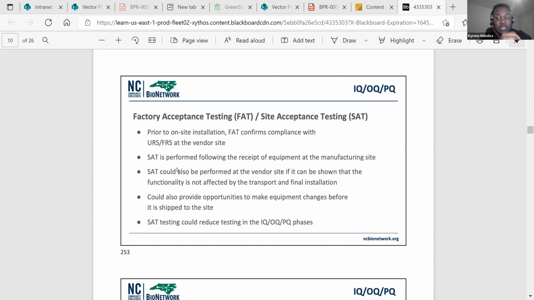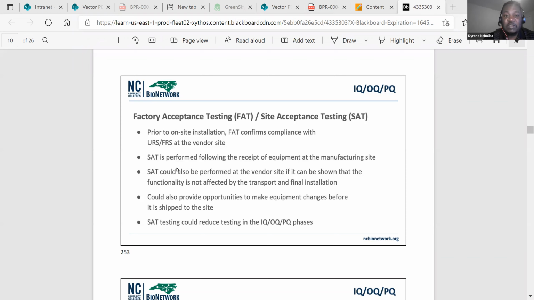Before it's sent from their factory to the site, the engineers or validation usually go to the factory and perform testing to ensure that the factory adheres to the user requirements that we said we needed. Before it can be released to our site, we want to test and make sure it meets our standards. So that's what FAT, or factory acceptance testing, is all about.